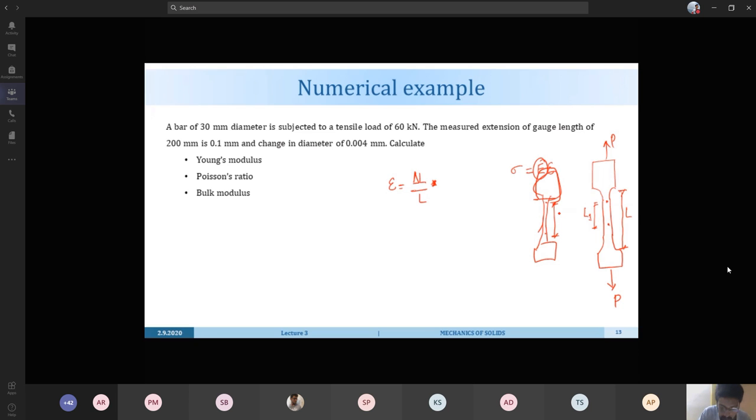Suppose this length is L2, as these 2 points get elongated. Sir, so L1 is 200 millimeter here. L1 is 200 millimeter, and L2 minus L1 is 0.1 millimeter. Okay, sir.